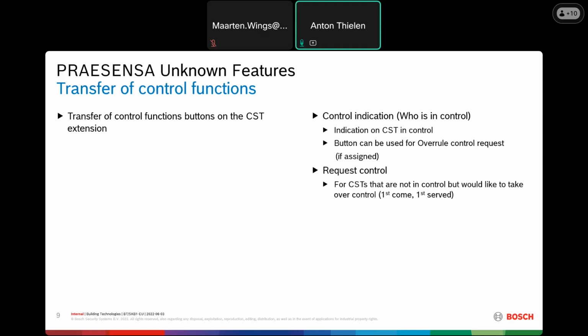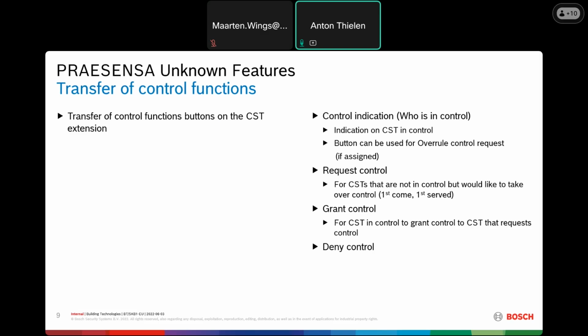Then another button is the request control. So that means when a call station which is not in control would like to take over and become the first, it is first come first serve, normally. And then the grant control is there for the call station in control to grant control to the call station that requests it. And normally it's something which in a normal situation someone just wants to take over and you need to grant it.